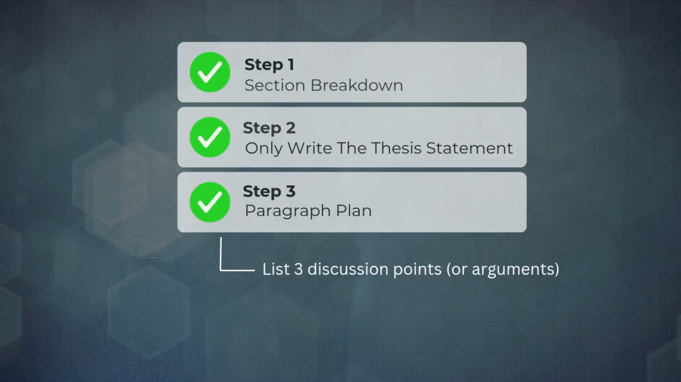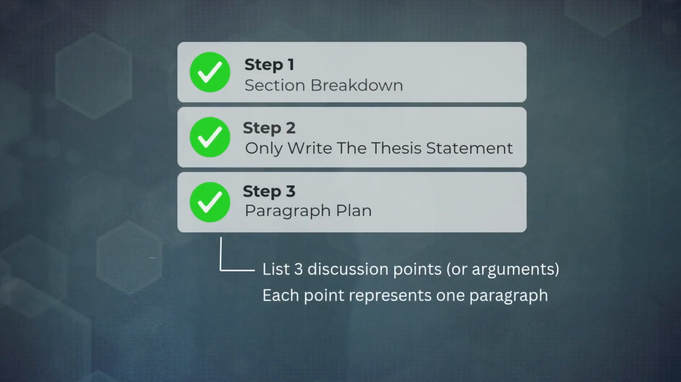And remember, for that 1,000-word essay, we only want between sort of 600 and 700 words for our body section, and that equals around 3 paragraphs. So 3 paragraphs means we need 3 points, 1 point per paragraph.